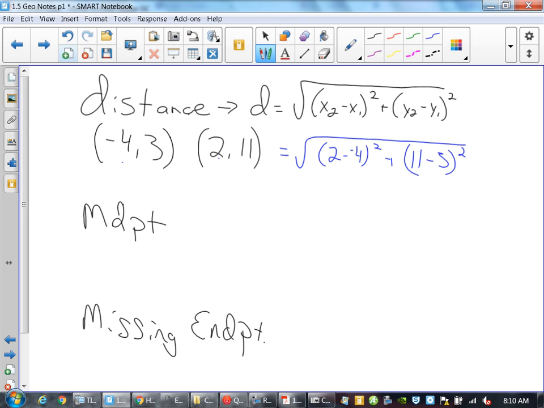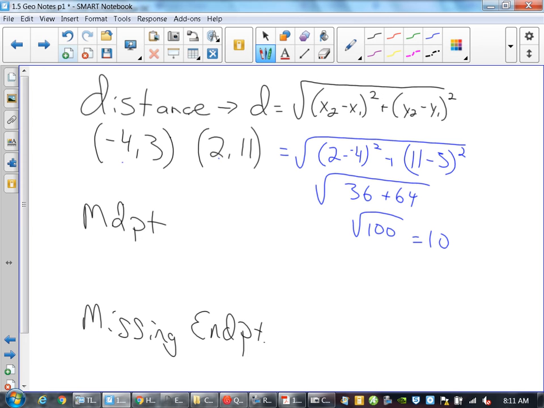So you have your 2 minus the negative 4, which is 6. 6 squared, you get 36, very good. And then 8 squared is 64. 36 plus 64 is 100. And what's the square root of 100? 10, very good. So our distance here is 10. That's using the formula. Nothing wrong with going straight through the formula.